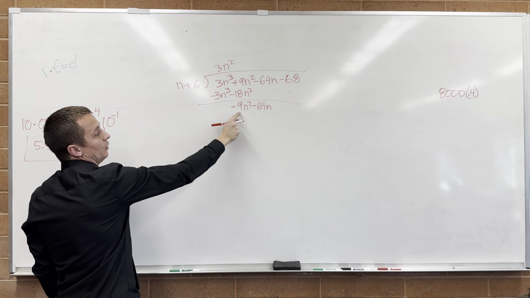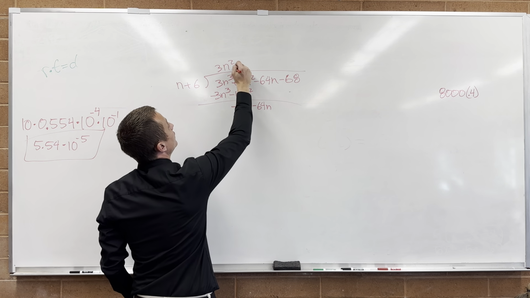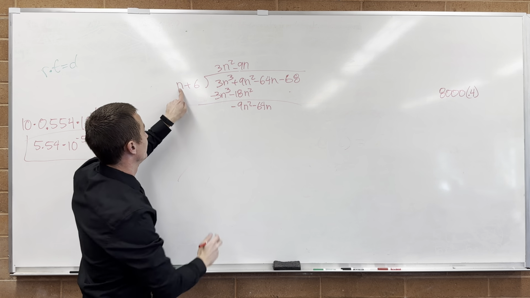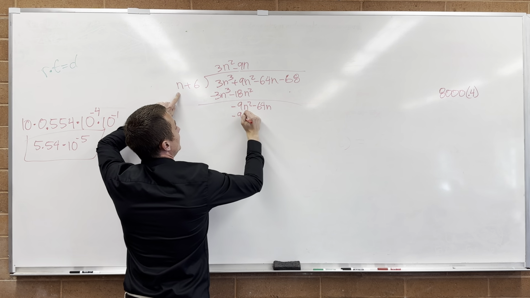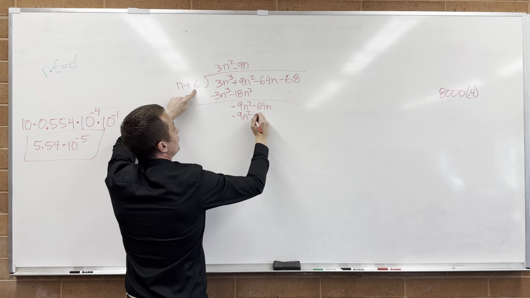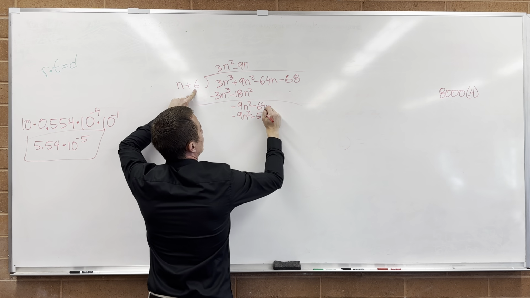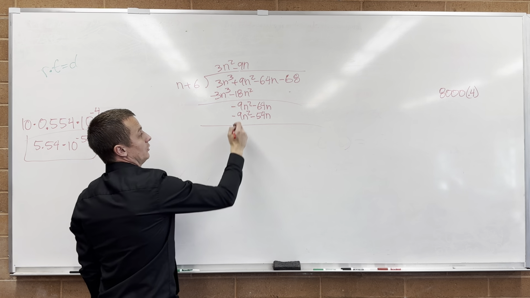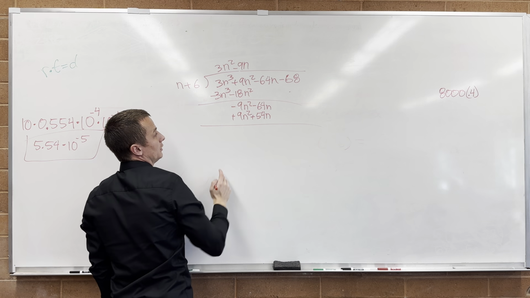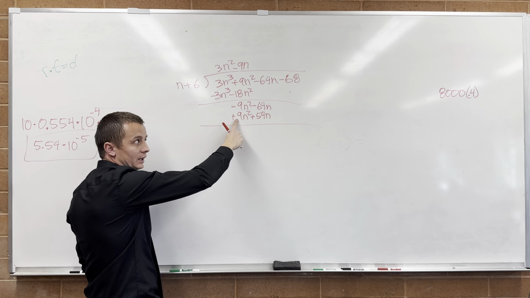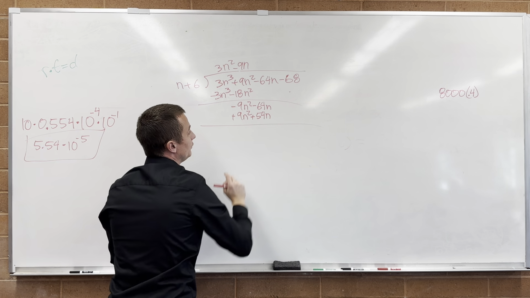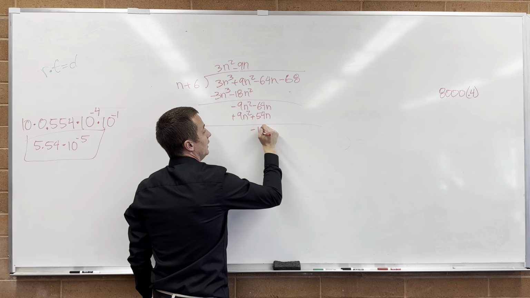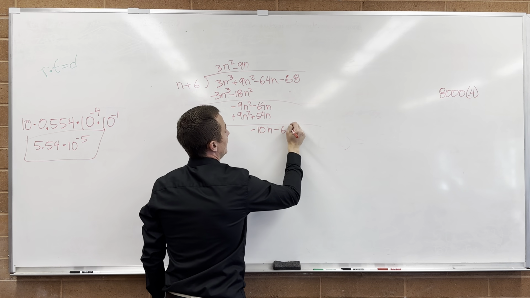How many times does n go into negative 9n squared? Negative 9n. So negative 9n times n is going to be negative 9n squared. Negative 9n times 6 is minus 54, right? And now we are subtracting, so flip the signs. So that becomes positive, that becomes positive. Those two better always and forever cancel out or we did something wrong. Negative 64 and positive 54 leaves me with negative 10, minus 10n. Bring down the minus 68.